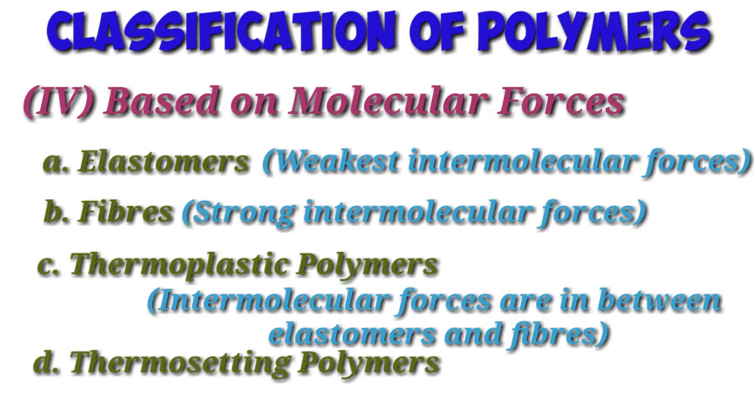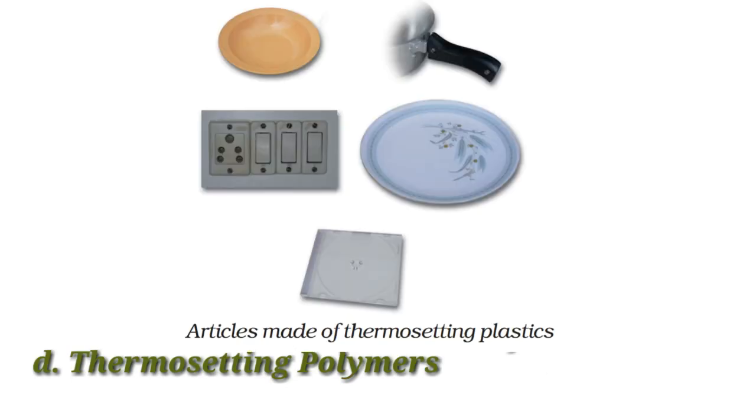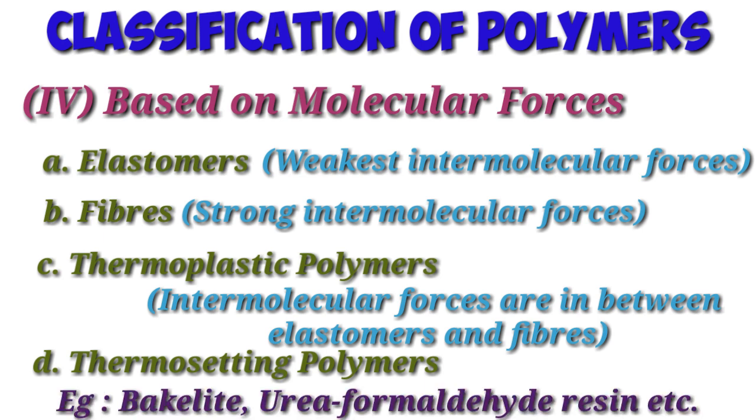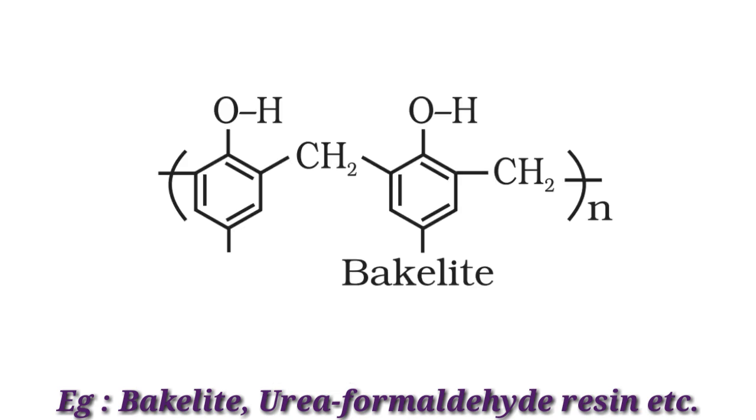Next one is thermosetting polymers. The polymers which once molded into a shape do not become soft on heating and cannot be molded again are called thermosetting plastic. They maintain their shape and size at high temperatures. These polymers are cross-linked or heavily branched molecules. These cannot be reused. Some common examples are bakelite, urea formaldehyde resins, etc.